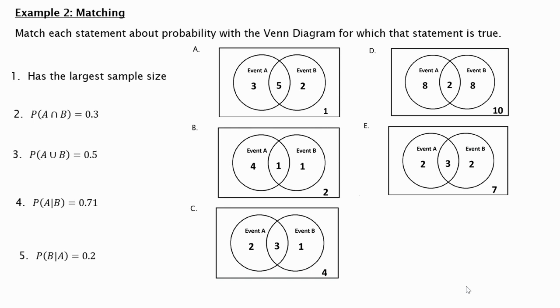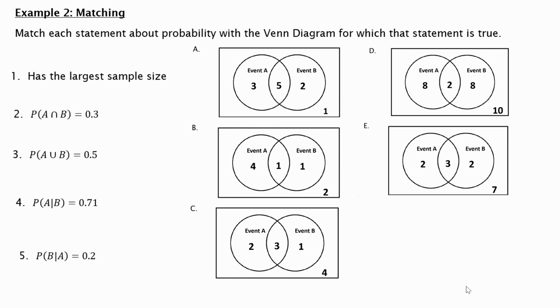The big idea here is you're going to be looking at these different Venn diagrams and seeing which of these match the characteristics that are listed on the left-hand side. The first one is asking for the largest sample size. So which one contains basically the greatest amount of data? If we add up the values, which one would give us the largest n value?